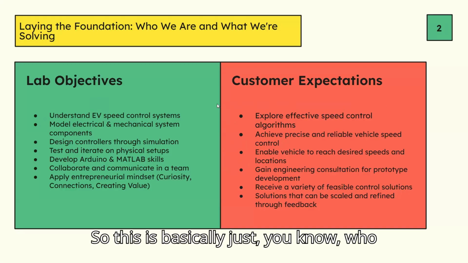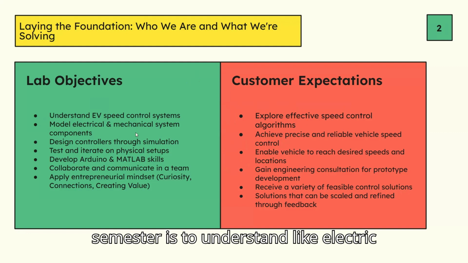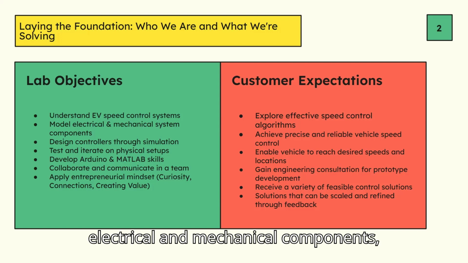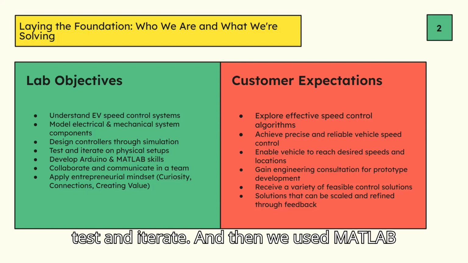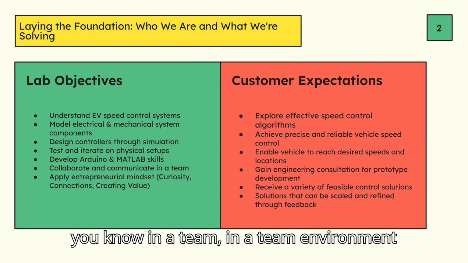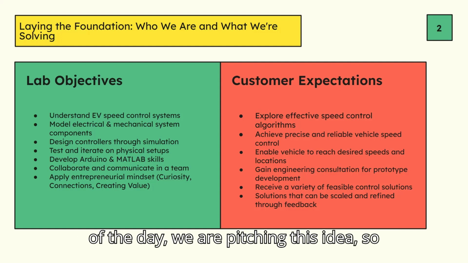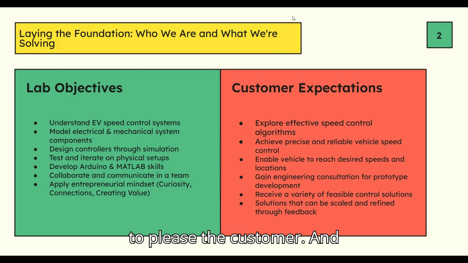So this is basically just who we are and what we're solving. For our lab, the objective throughout the semester is to understand electric vehicle speed control systems, model the electrical and mechanical components, design through simulation, and then test and iterate. We used MATLAB and Arduino, so a lot of those skills got better throughout the semester. In a team environment, we needed to collaborate. At the end of the day, we are pitching this idea, so it's kind of an entrepreneurial project to please the customer.